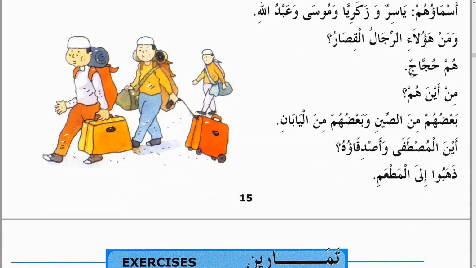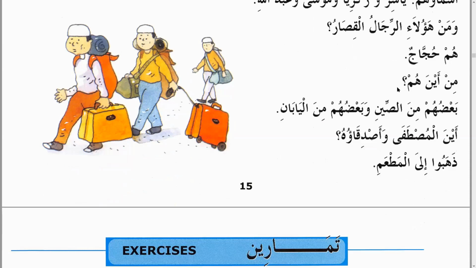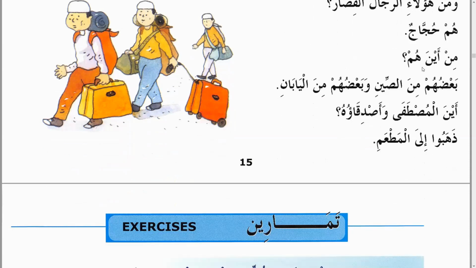Hum hujjajun. They are hujjaj. They are the pilgrims. Hajjun, the plural of hajj is hujjaj. It's not haji, it's hajj in Arabic. Okay, hajj, hajjun, and the plural is hujjajun. Hum hujjaj, they are pilgrims. Min ayna hum? Where are they from?